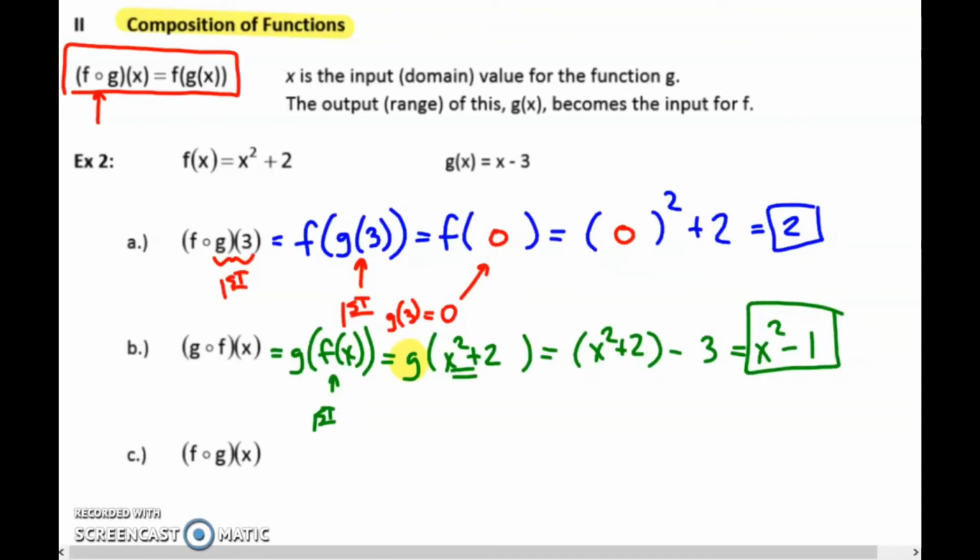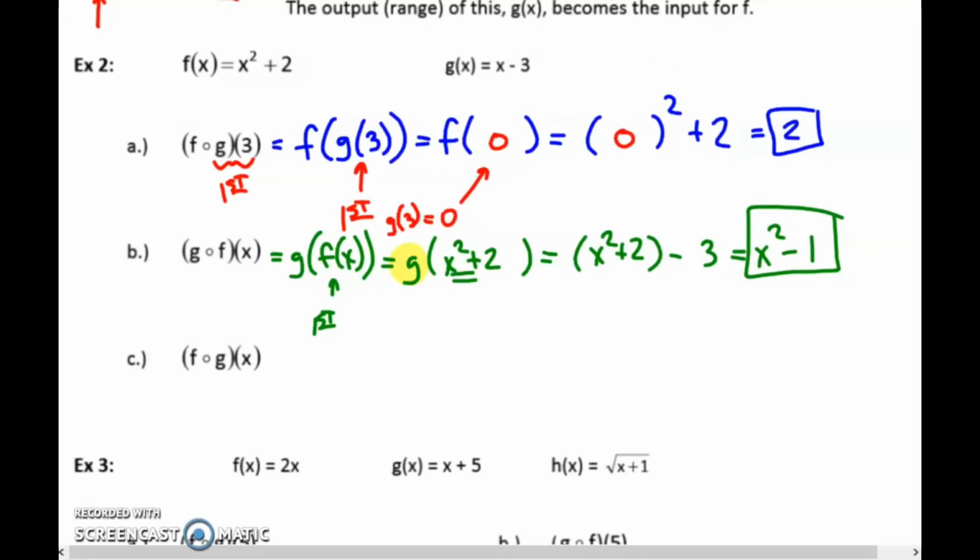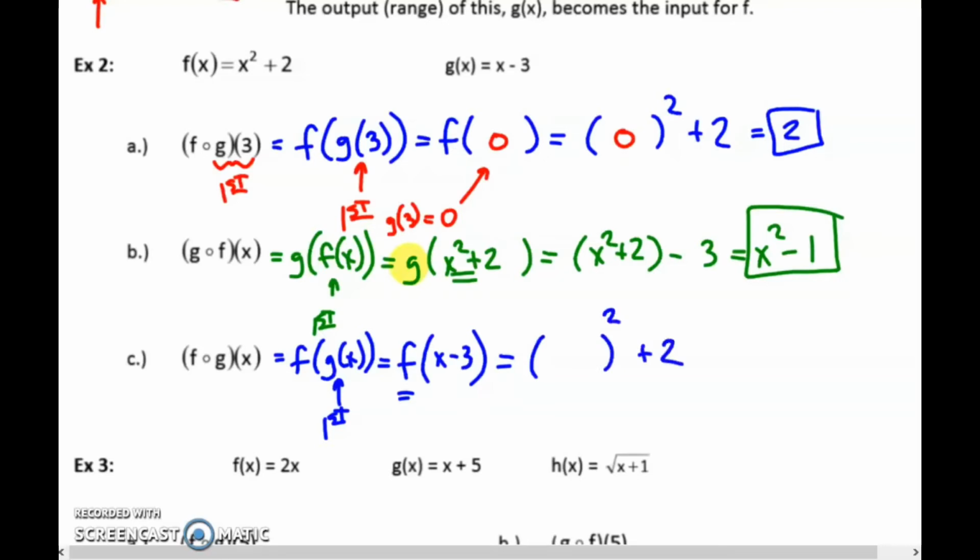Okay, and let's do one more here. f of g of x. So what this is telling me to do is f of g of x. So that's what I'm going to do first. I'm going to take that and put it into the f function. Well, g of x is simply x minus 3. So now, what am I doing? I'm taking the f function, which says input squared plus 2. And that input squared is going to be whatever's over there, x minus 3.